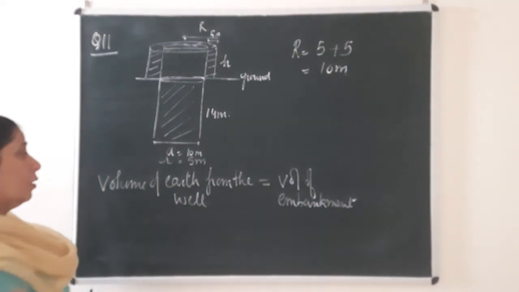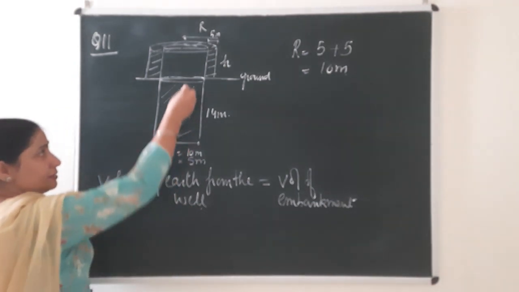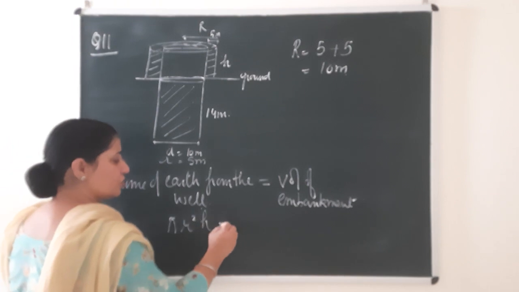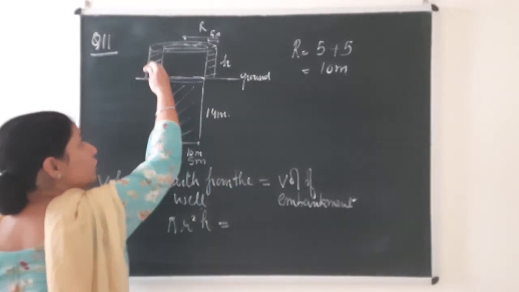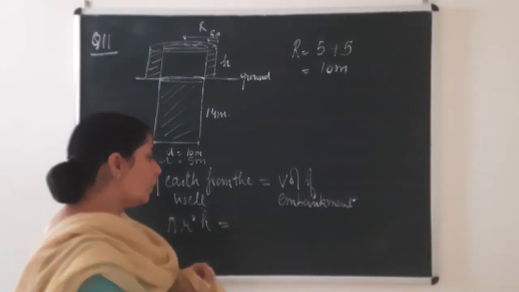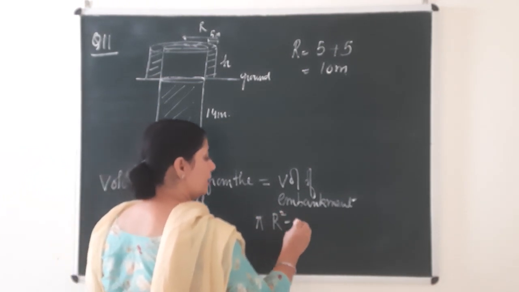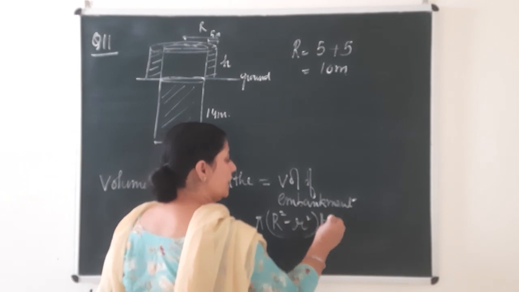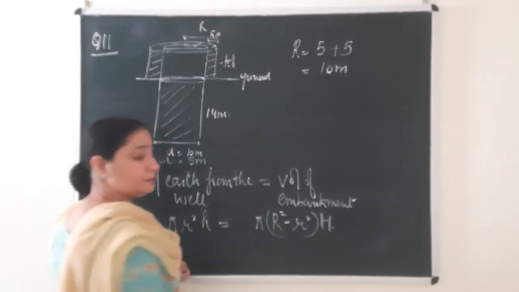Right? Now, volume of the earth from the well. The mud that you took out from here is in the form of a cylinder. So that will be equal to pi r square h. And the embankment that you made, beta, is a hollow cylinder. Okay? Why are we saying hollow? Because the center is empty. So volume of the embankment is equal to pi into capital R square minus small r square, into h. This h, beta, is what we have to find, the height of the embankment.